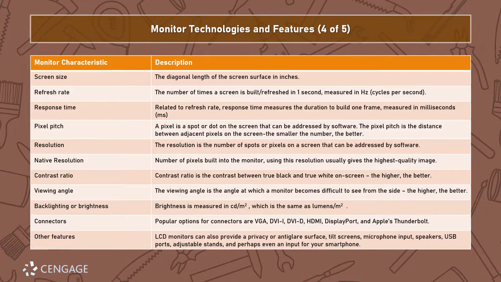Brightness is traditionally measured in candelas per meter squared, which is the same as lumens per meter squared, also known as lux. So there are a ton of different units for brightness, but they're fairly equivalent.